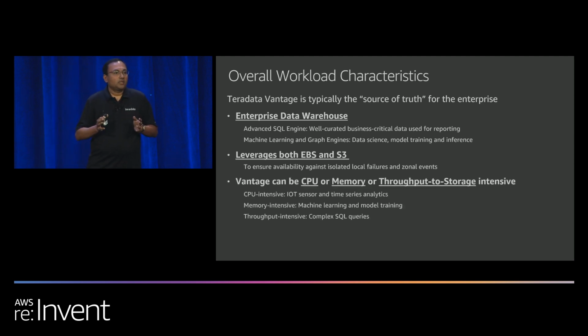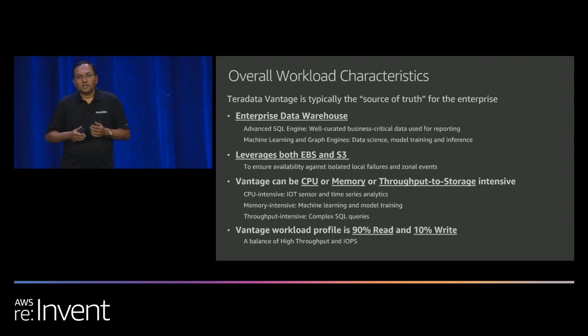To understand how we chose the EBS volume type, we need to understand the workload characteristics. The Teradata Vantage workload characteristics tend to be CPU intensive, memory intensive, or throughput to storage intensive. A use case for CPU intensive would be IoT sensor related workloads. Memory would be machine learning related workloads. And complex SQL queries are typically the throughput to storage related workloads.